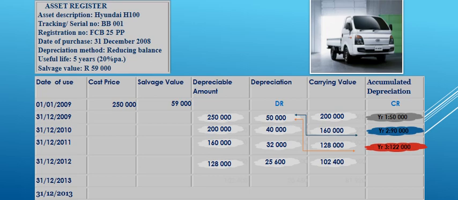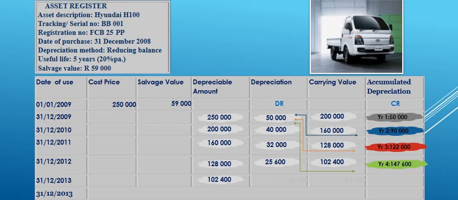multiplying it by 20% to arrive at the depreciation amount of 25,600, deducting it from 128,000 to arrive at the carrying value of 102,400. After 4 years of use, on the statement of financial position, the vehicle will be reflected at a value of 102,400, with a total accumulated depreciation of 147,600. In year 5, 2013, the asset was also used for the full period of 12 months.